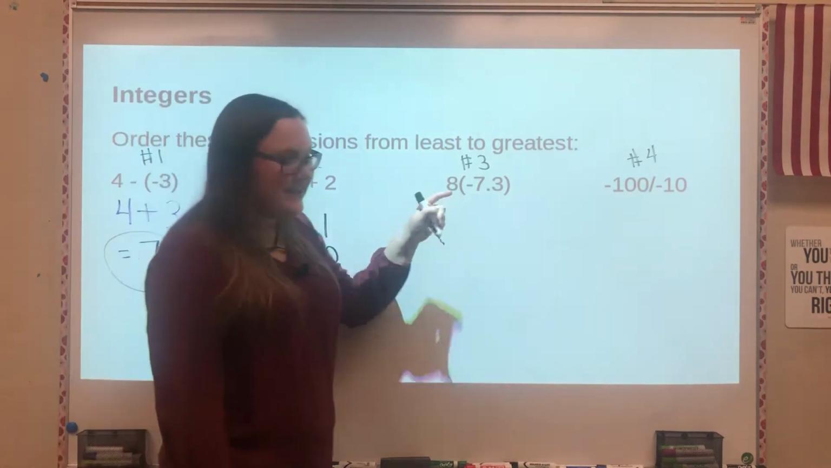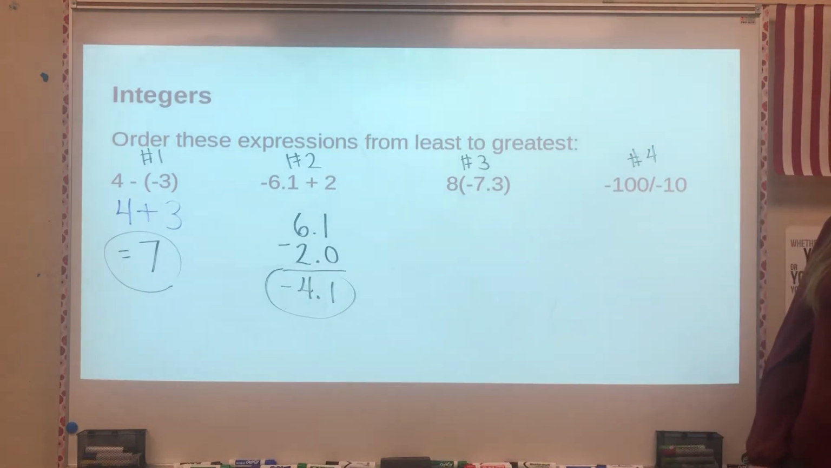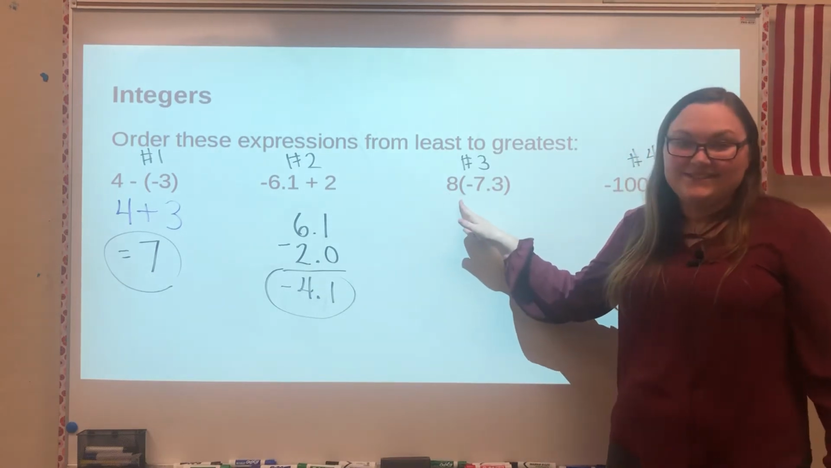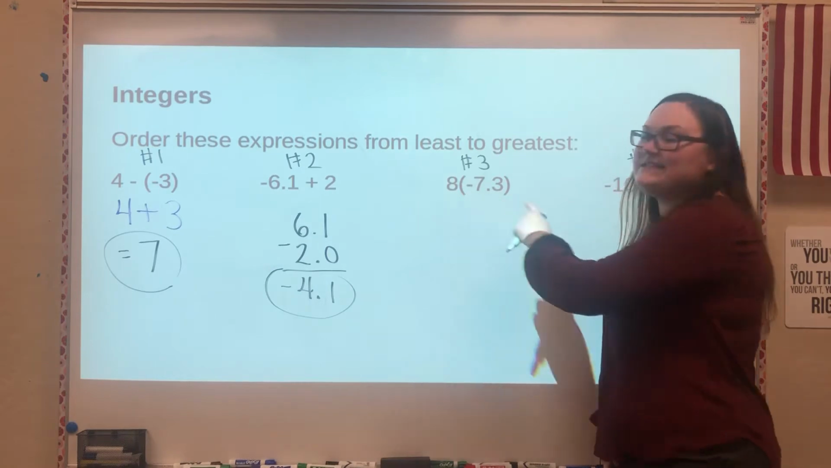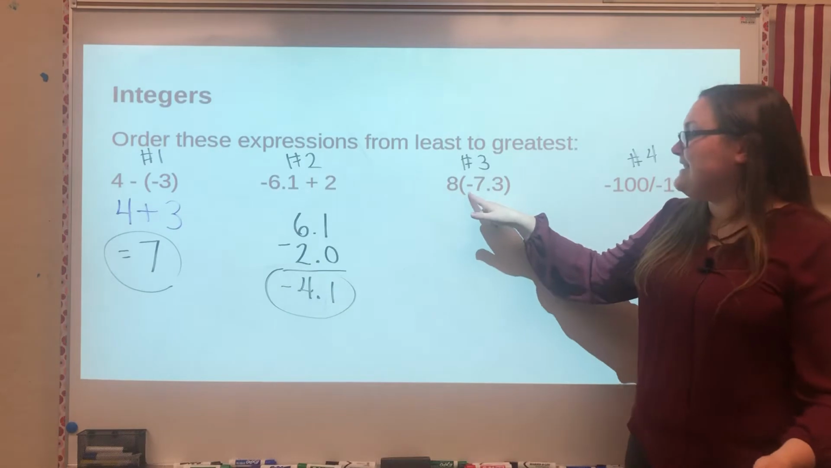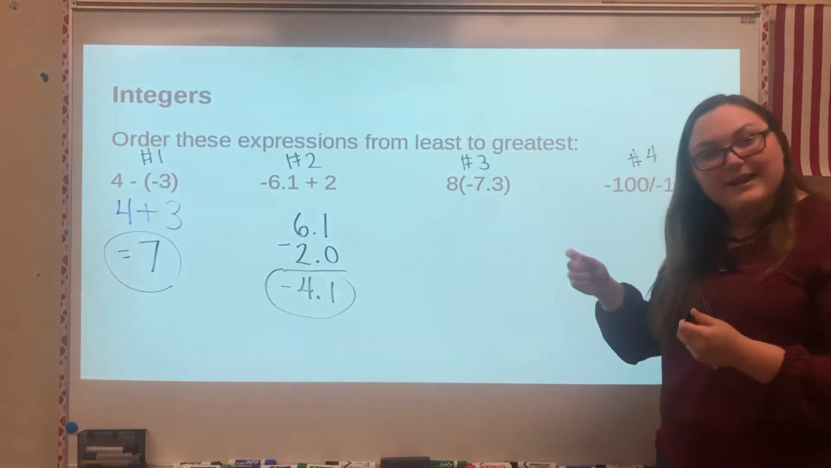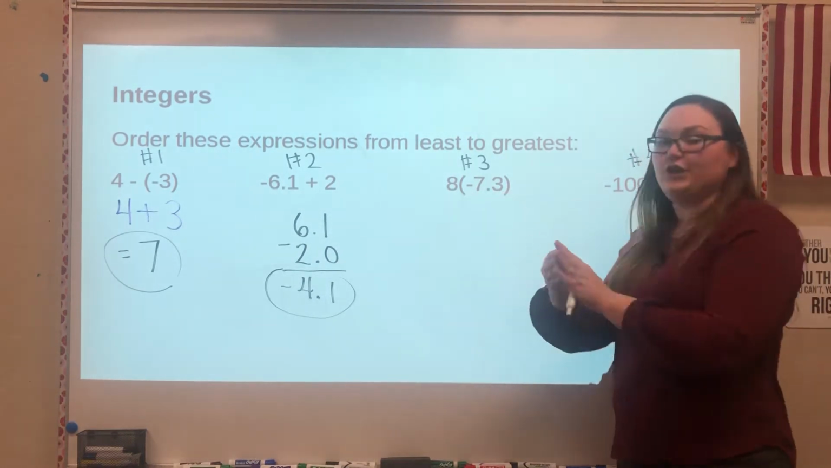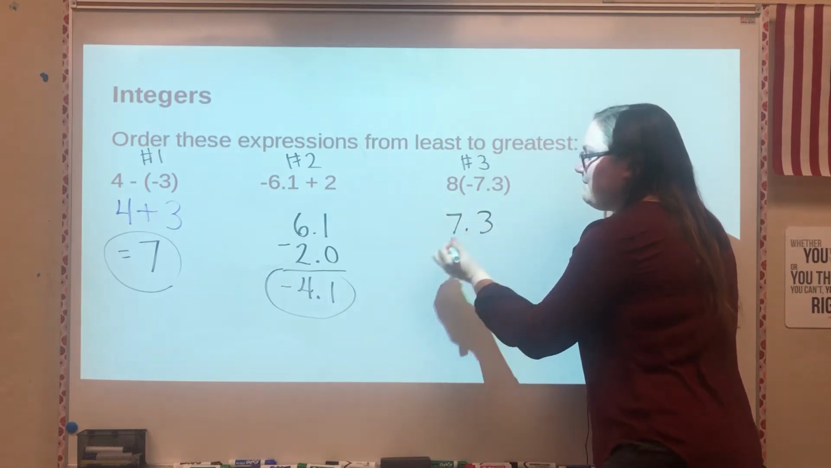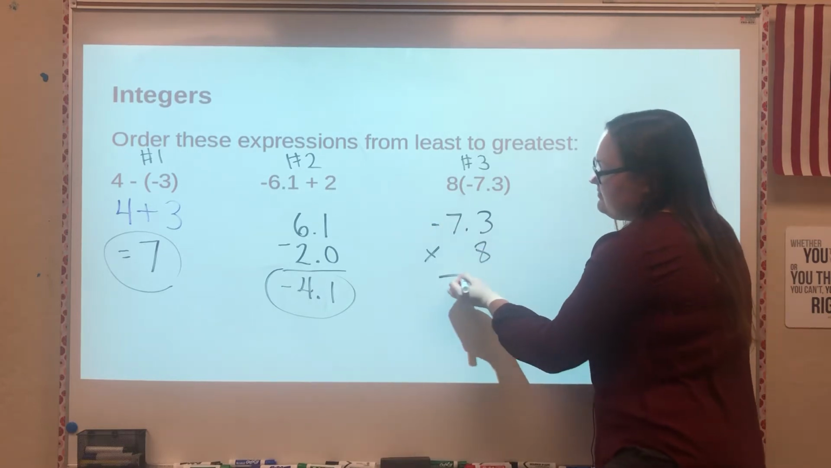This next one here, I've got 8 right next to a parentheses, and then in parentheses, I've got negative 7.3. One of the things I'm checking here is, do you remember what type of math this is? Well, if you've got a number right next to parentheses, that's a multiplication problem. So this says 8 times negative 7.3. I'm going to want to multiply. It does not matter the order you write that multiplication. I like to write the longer number on top. So I'm going to write that 7.3 on top and then times 8. You can write that negative sign there if you want.